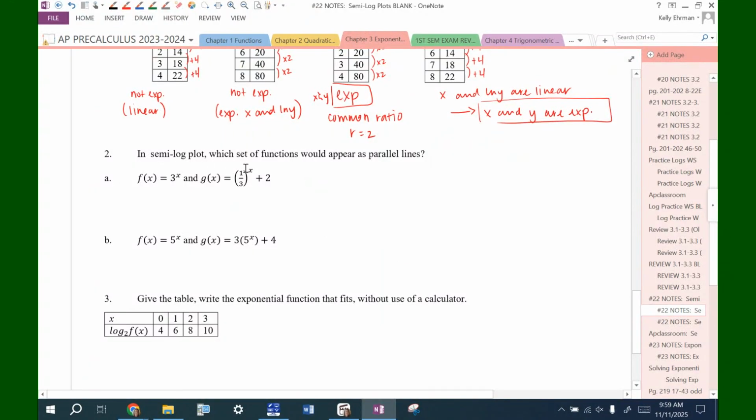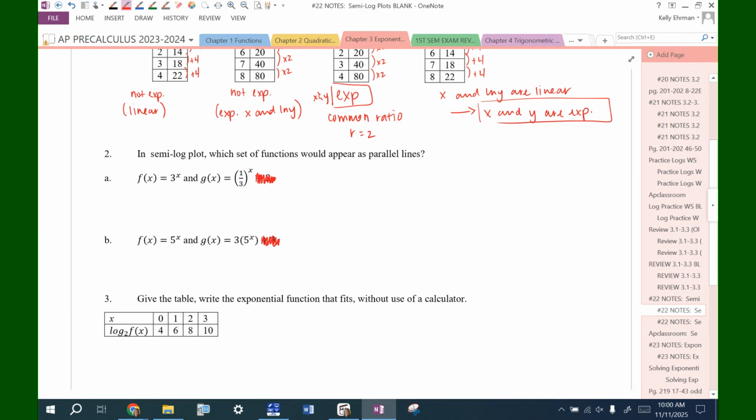In a semi-log plot, which set of functions would appear as parallel lines? I think I have a typo in this. There shouldn't be a plus 2 on this one, and there shouldn't be a plus 4 on this one. So in a semi-log plot, what are we looking for here?